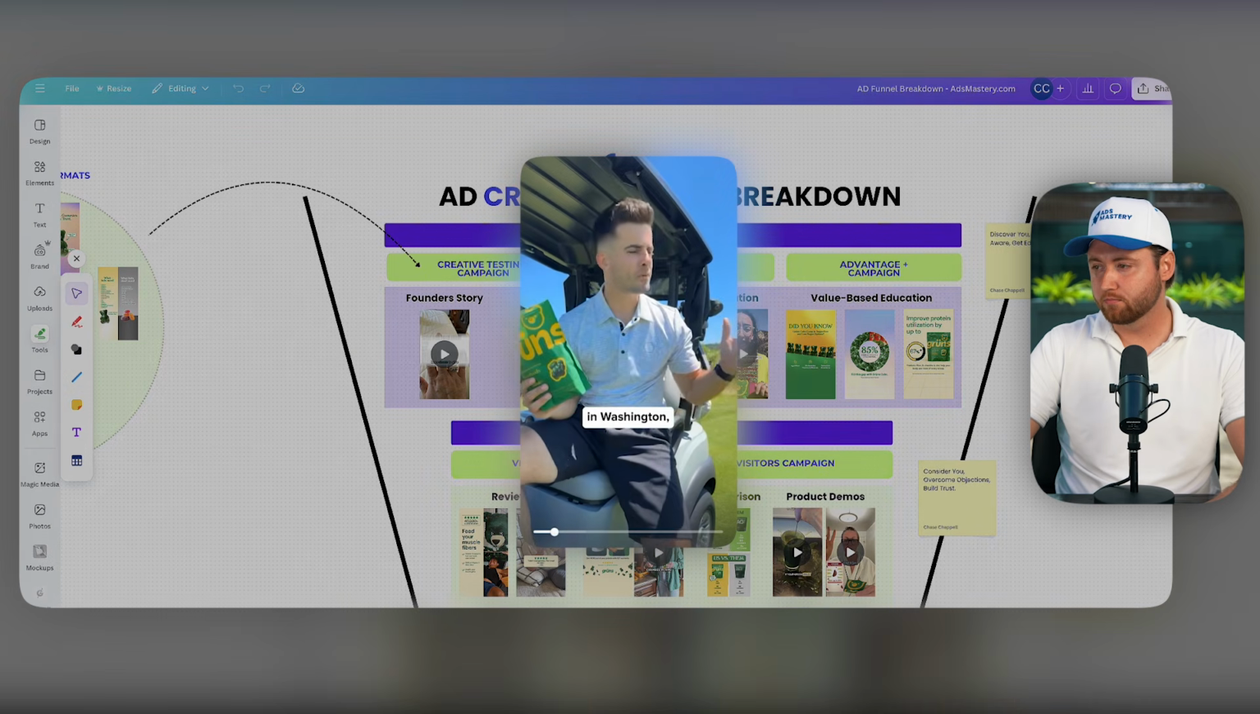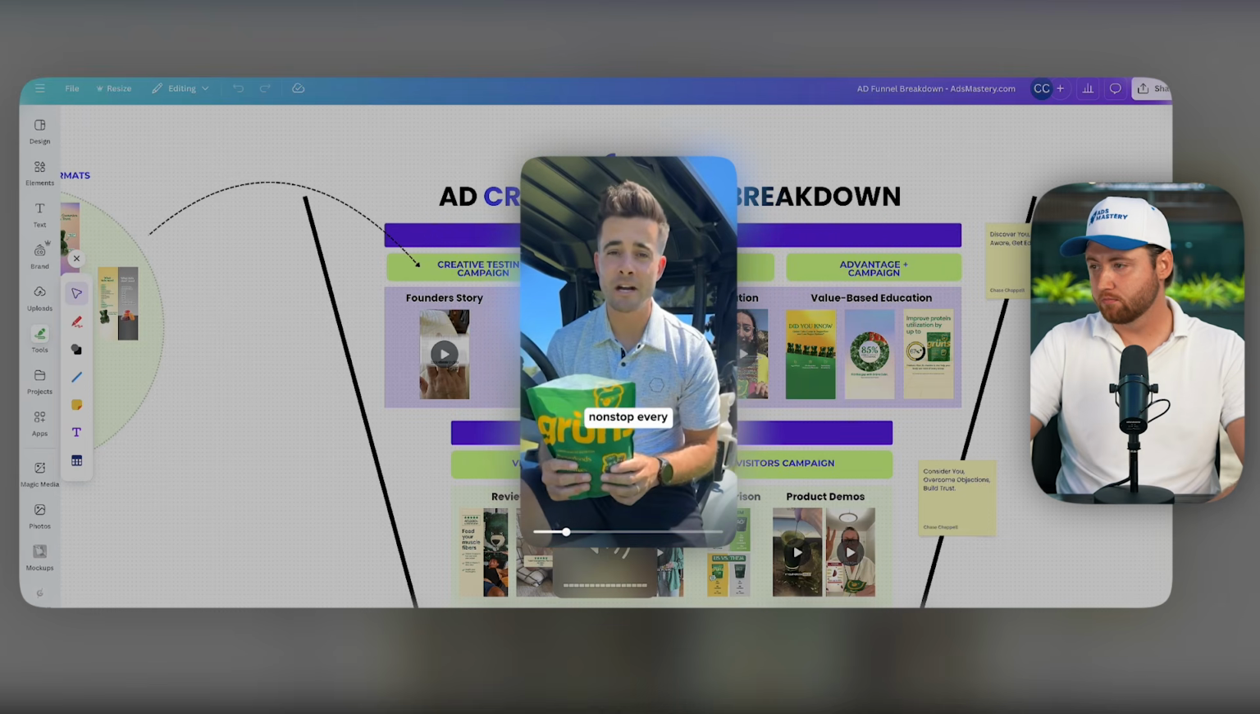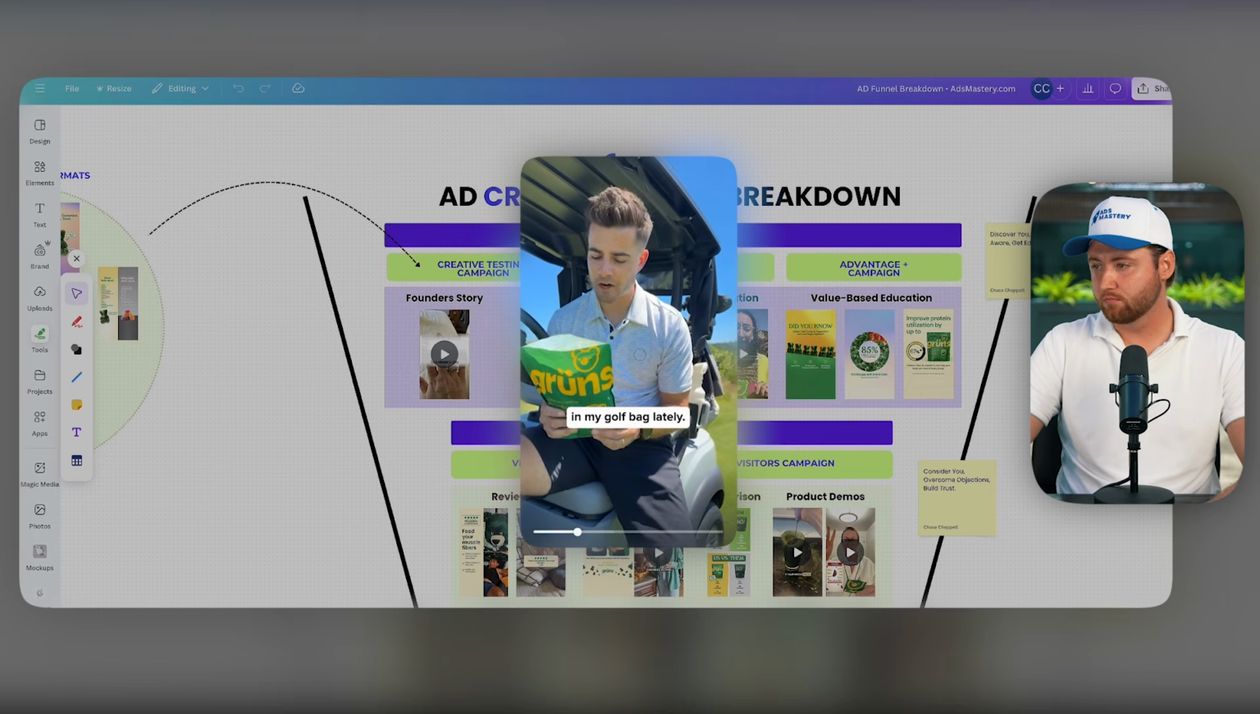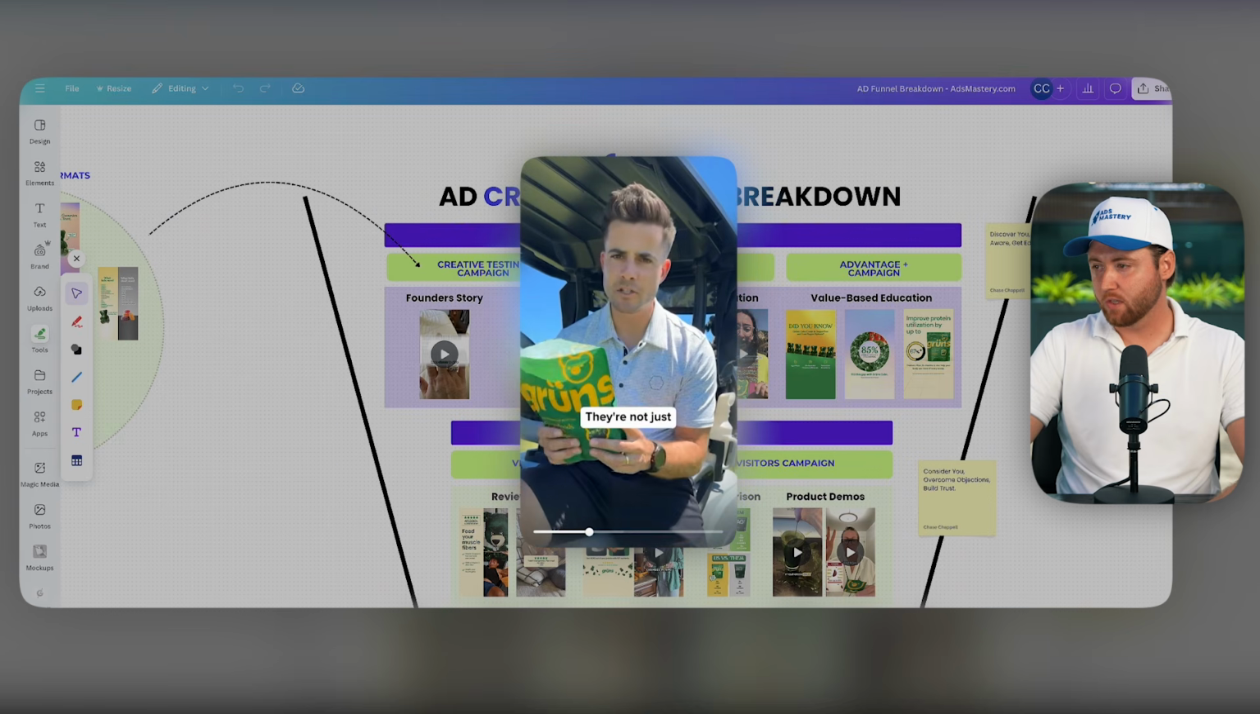All right, it's summer, which means that I'm up in Washington, which also means that I've been teaching nonstop every single day, which is why I've been keeping Grunes in my golf bag lately. These aren't just a multivitamin. They're not just a prebiotic.